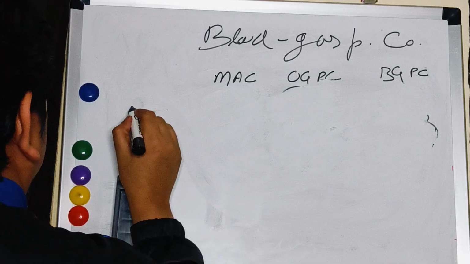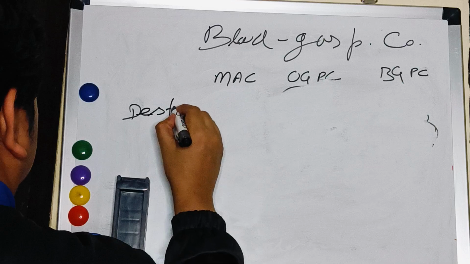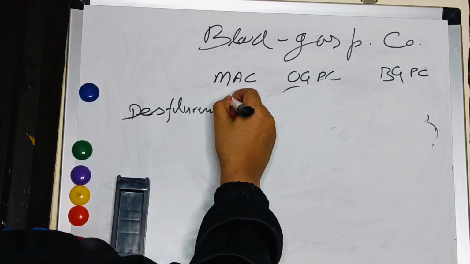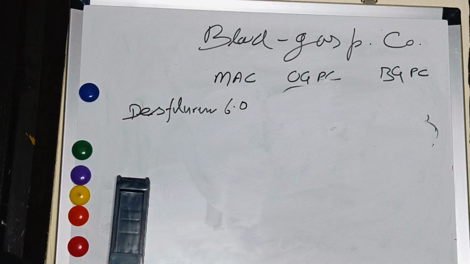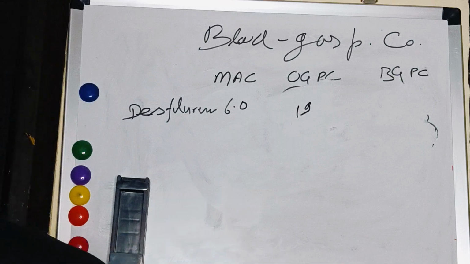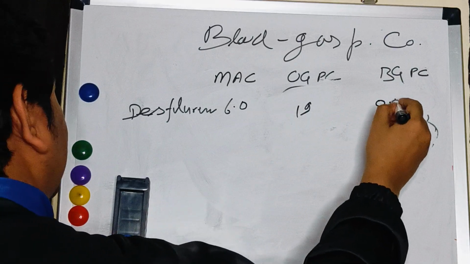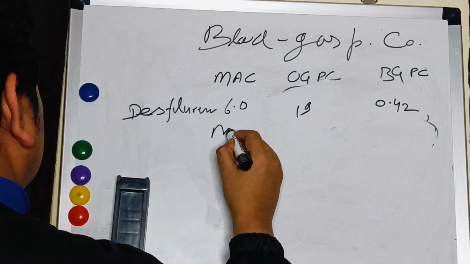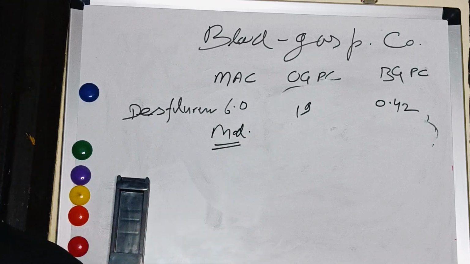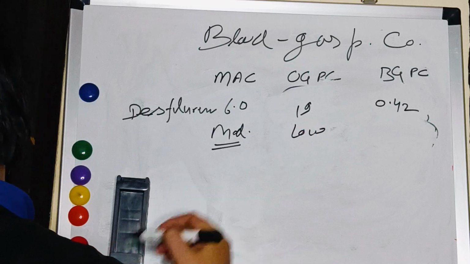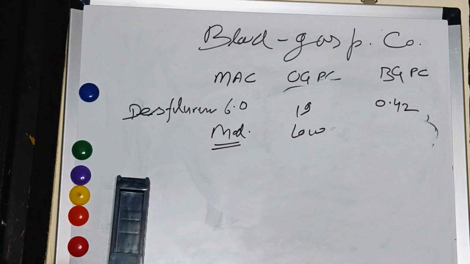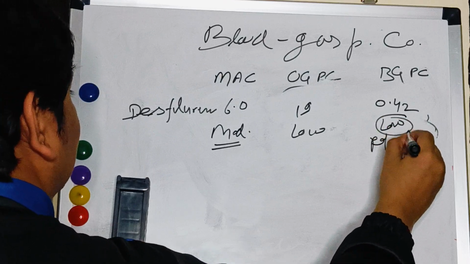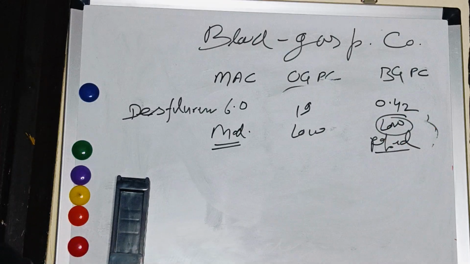For desflurane, the MAC value is 6.0, the oil gas partition coefficient is 19, and the blood gas partition coefficient is 0.42. So a moderate MAC value, a low oil gas partition coefficient and a low blood gas partition coefficient. So it is a rapidly acting drug with fast onset and offset, and moderate potency.